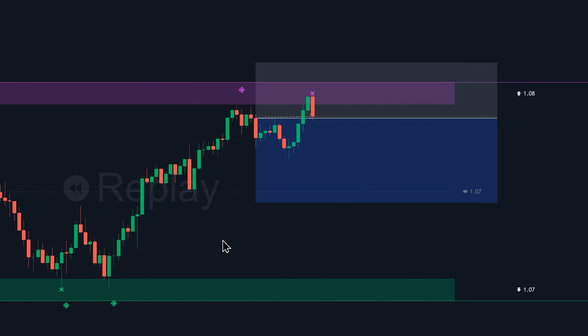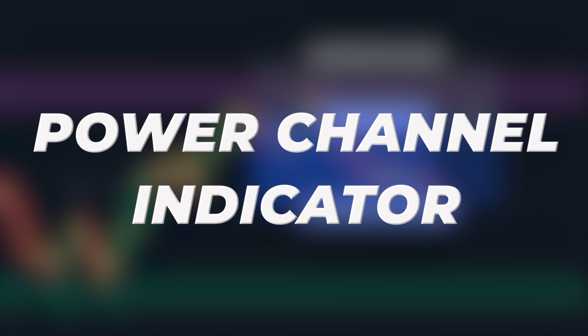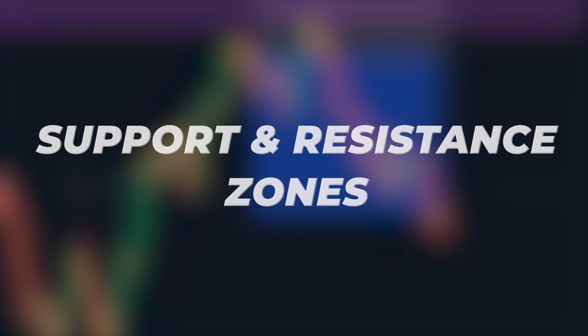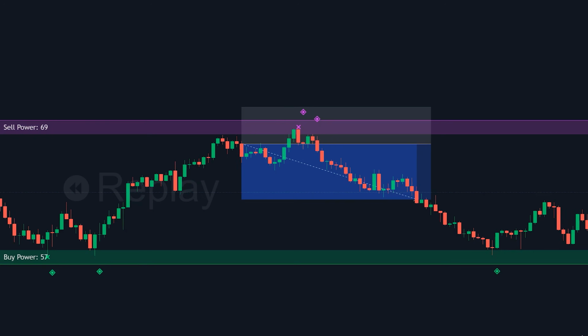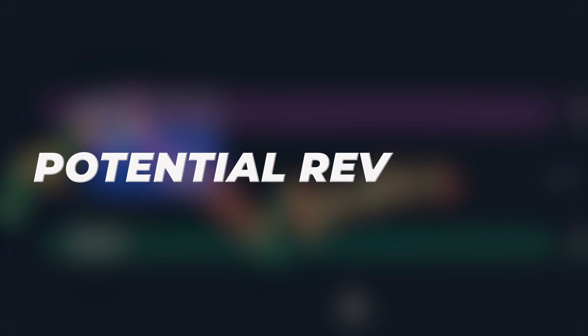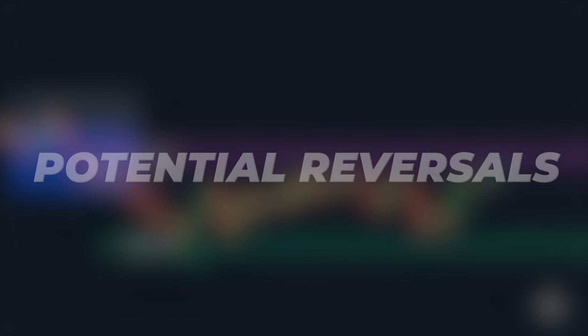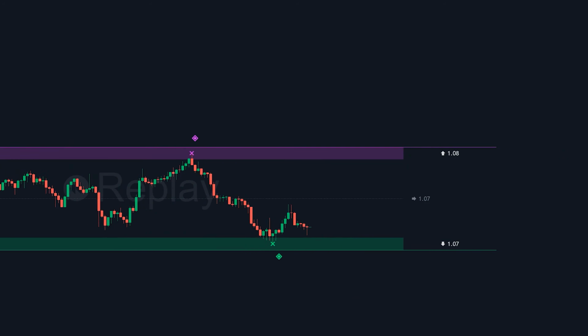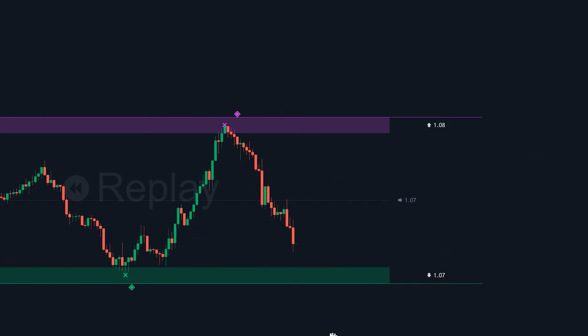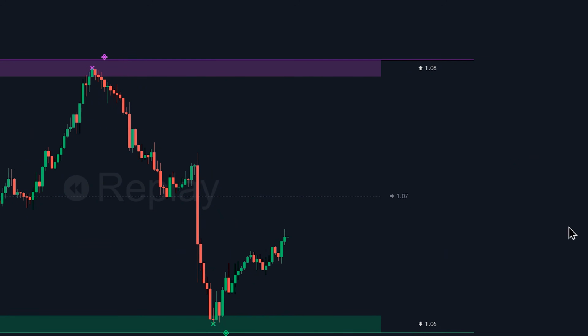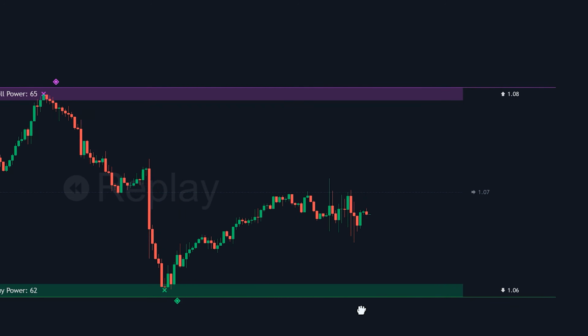So to wrap things up, the Support and Resistance Power Channel Indicator by Chart Prime is a really effective tool that brings together support and resistance zones, the actual buying and selling pressure within them, and clear visual signals for potential reversals. It really helps to simplify your trading by making these key levels and potential turning points very straightforward to see and act upon. It's all about promoting clean, simple trading.